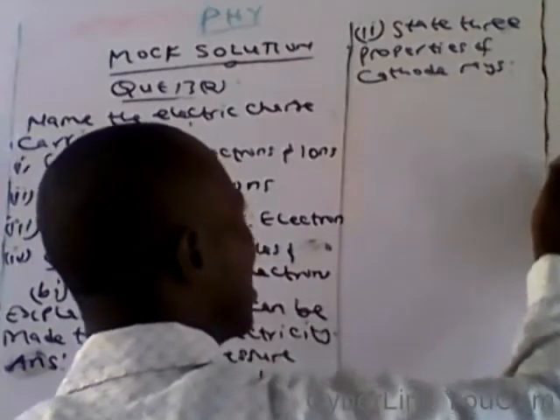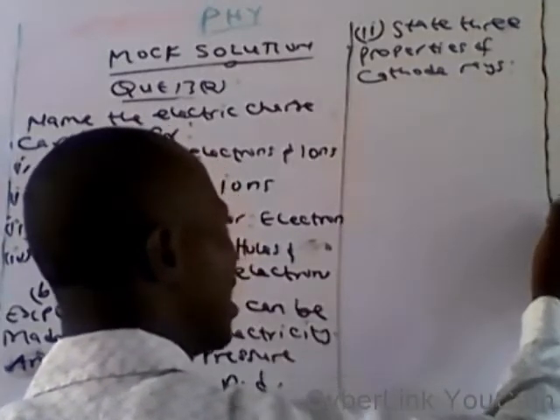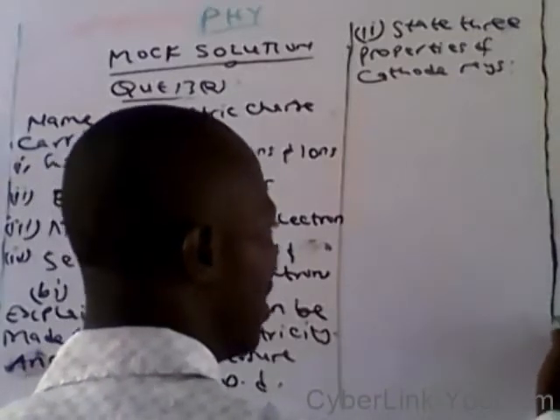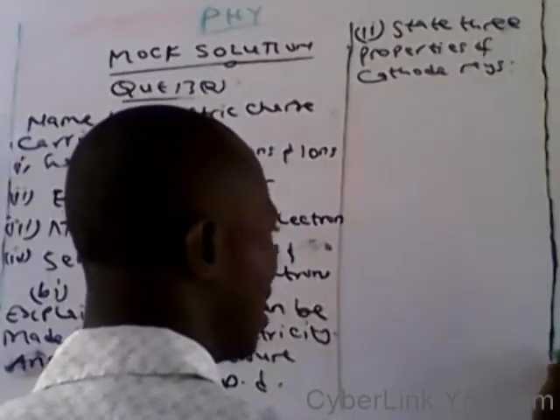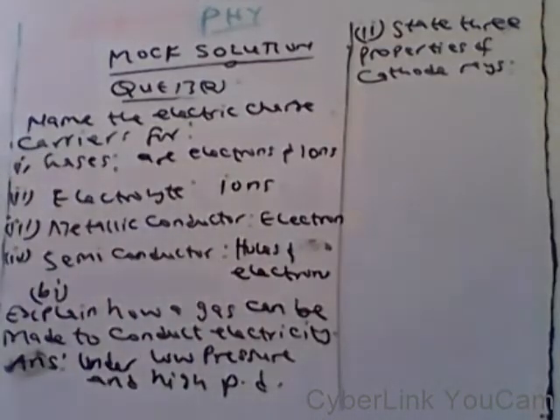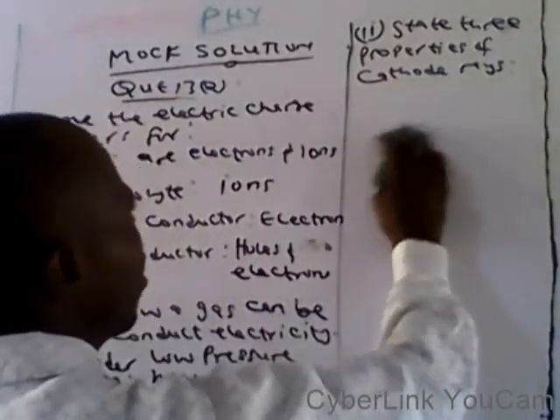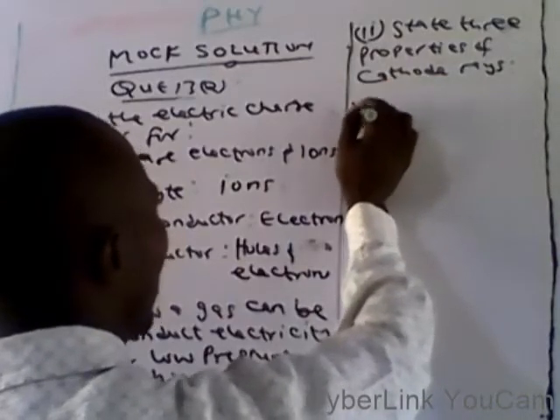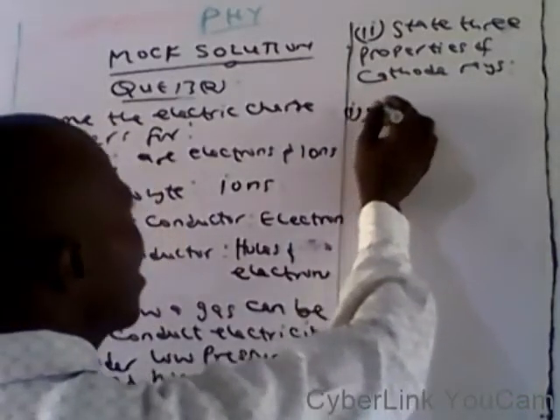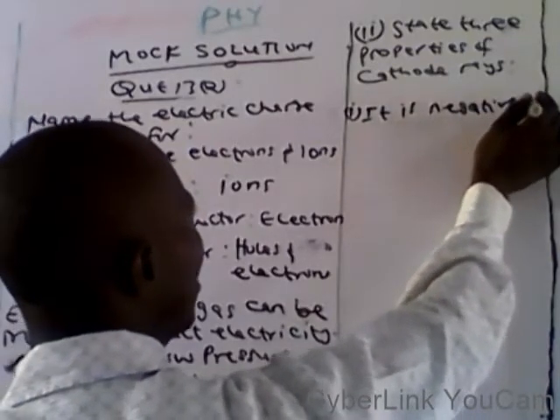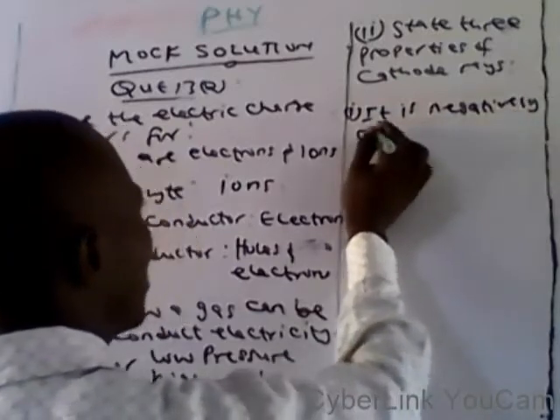What are cathode rays? They are fast-moving electrons that are ejected in a discharge tube. So, because they are fast-moving electrons, their properties are the following. One, it is negatively charged. Because it's an electron, it is negatively charged.